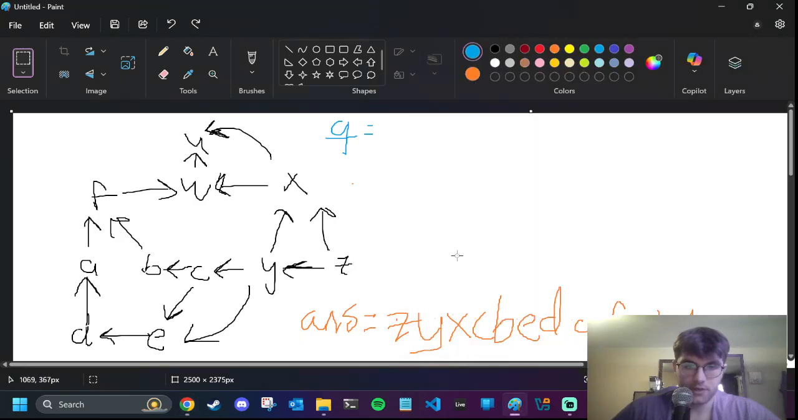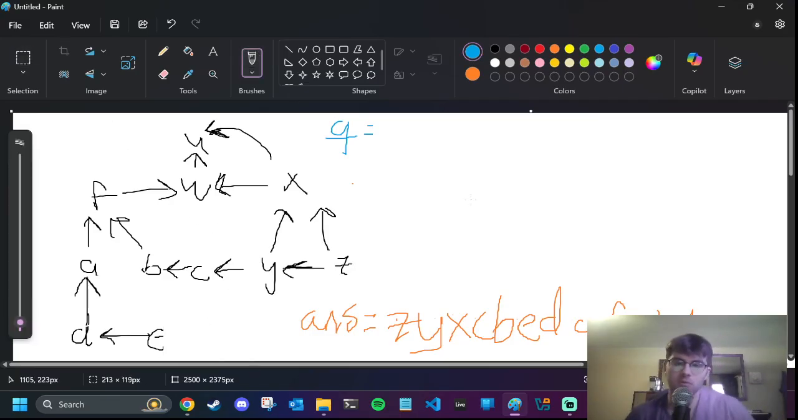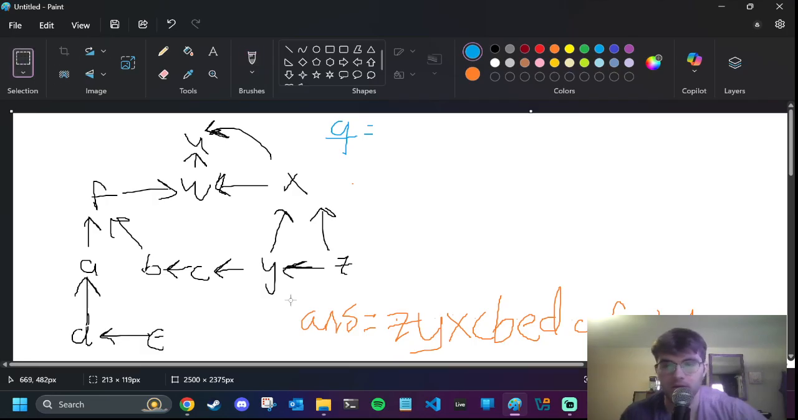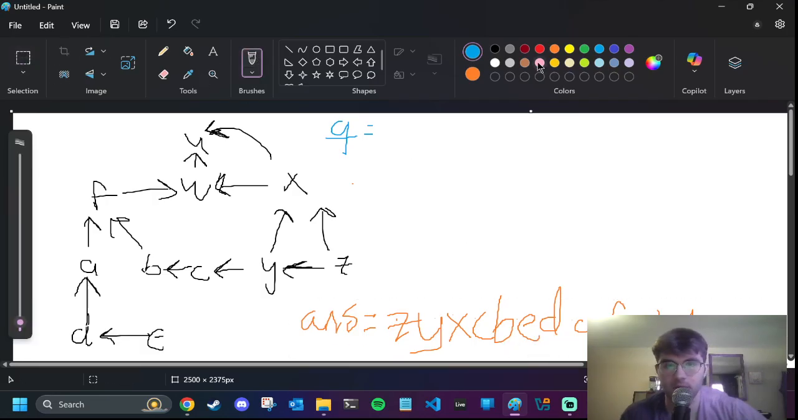Okay. What if now then we have this. So now we have 2 nodes with an in degree of 0. And what if I put it here?